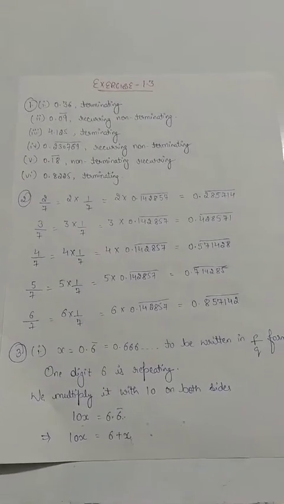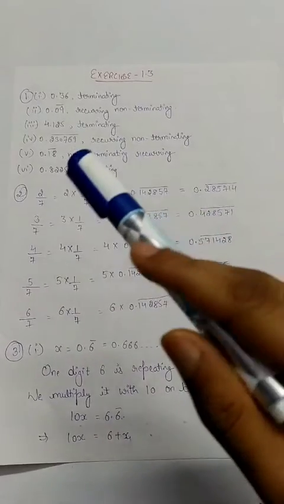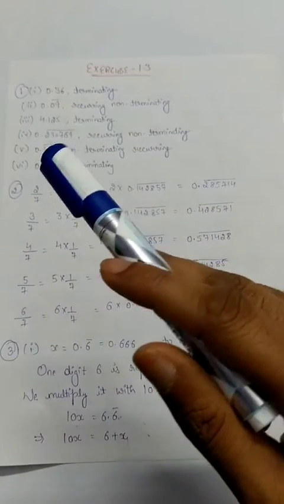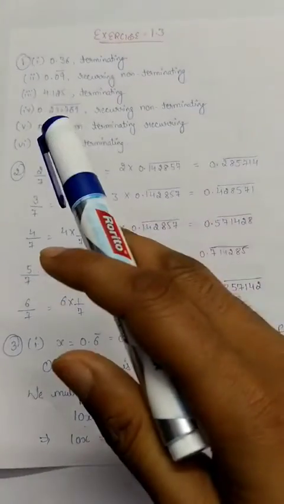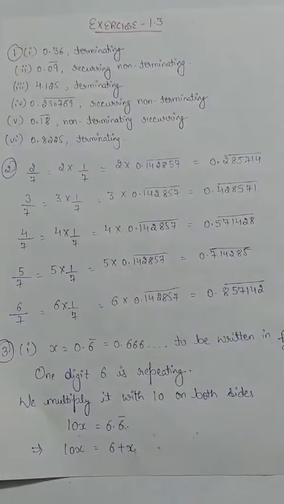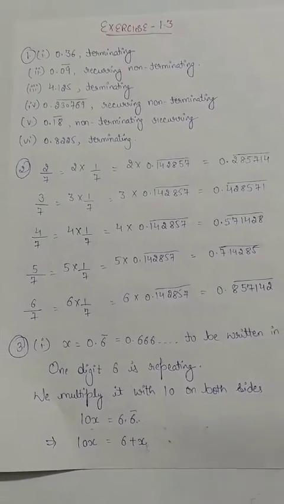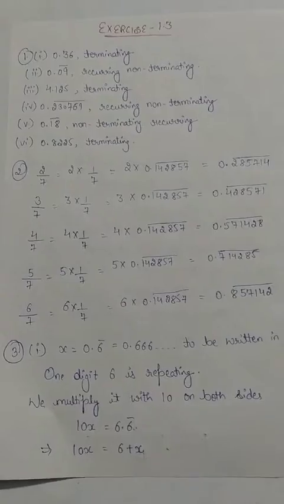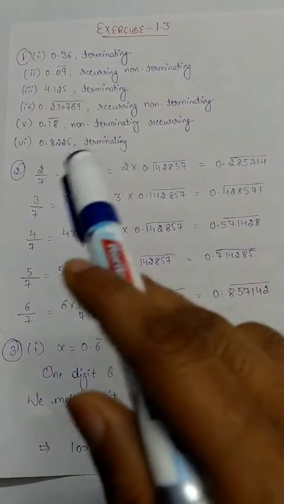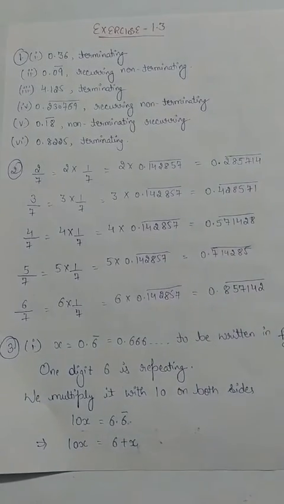Now the third is 4.125. It is terminating. The non-terminating and reoccurring number is represented by the bar. So 0.230769 bar is a reoccurring and non-terminating number. Again the fifth is 0.18 bar, a non-terminating and reoccurring number. The sixth is 0.8225, that is a terminating number.